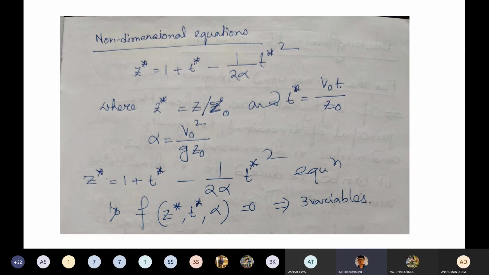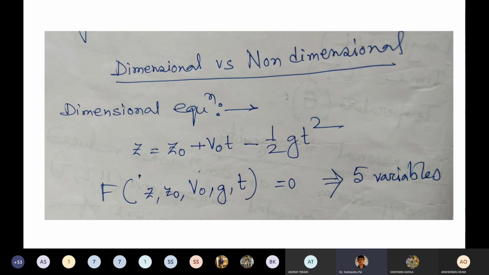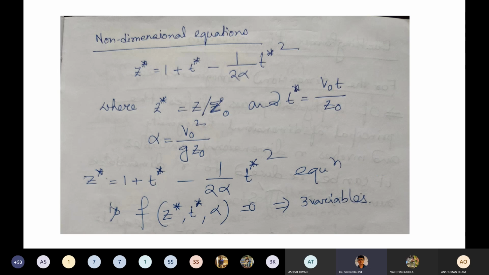In this way you can create a dimensionless equation, and that also helps you reduce the number of variables you have to consider for a particular system. Previously we had to consider 5 variables for the same kind of equation. Here we are considering only 3 variables for the same equation in non-dimensional form. So non-dimensional form of the equation helps us reduce the number of variables to be considered.